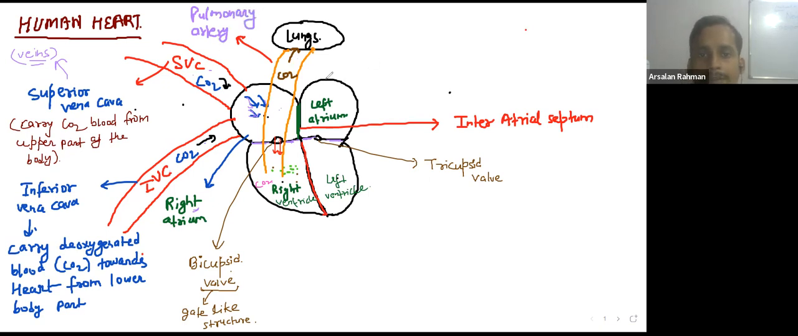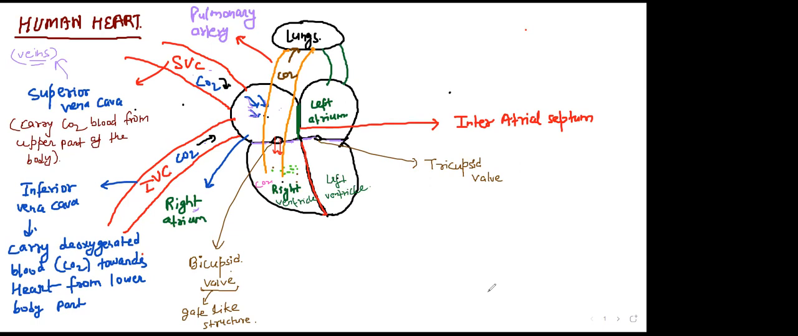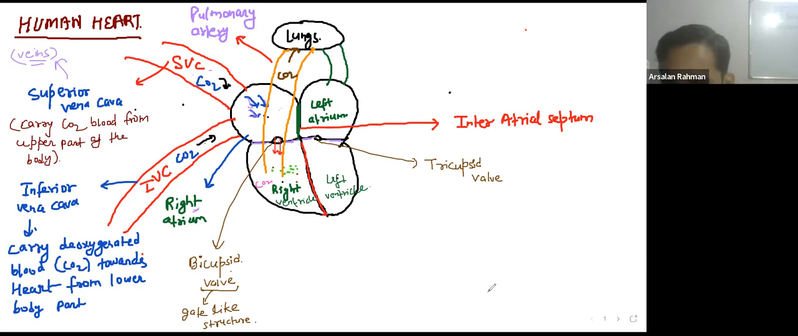Okay. Now, here in the lungs, the blood will purify, exchange of CO2 and O2 will take place. Now from here, another pipe will enter into the left atrium. This pipe will carry which type of blood? Oxygenated or deoxygenated? Oxygenated. Okay.